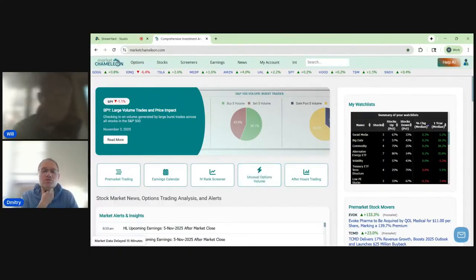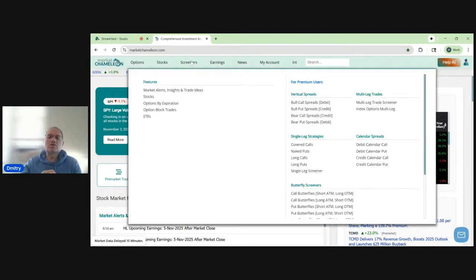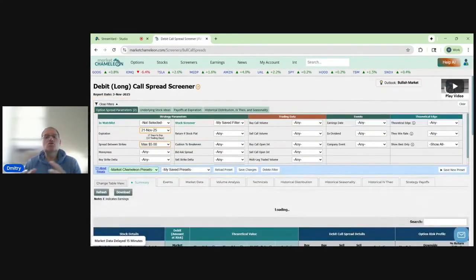Good morning, everyone. First, let's navigate to our call spread screener, and then we'll discuss how to look at a call spread and evaluate it based on implied volatility levels. So up top, we have the main menu. If you hover over the screeners to the right-hand side, we have bull call spread. So I'm going to click on that.